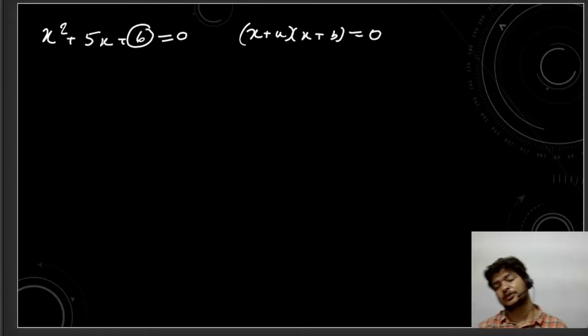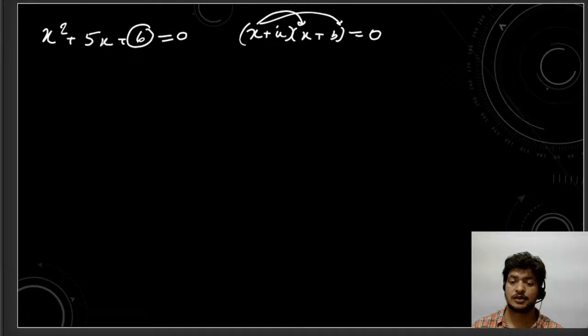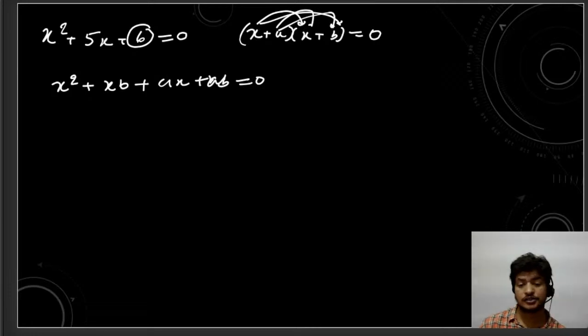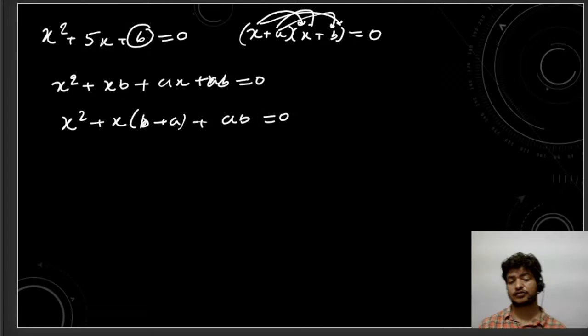We all know how to multiply x plus a and x plus b. Firstly we will multiply x with x, x with b, a with x, a with b. Here you will get x into x, x square, x into b, xb, a into x, ax, a into b, ab, that is equal to 0. From this, if I'm taking x common, you will get x square plus (b plus a) x plus ab, that is equal to 0.